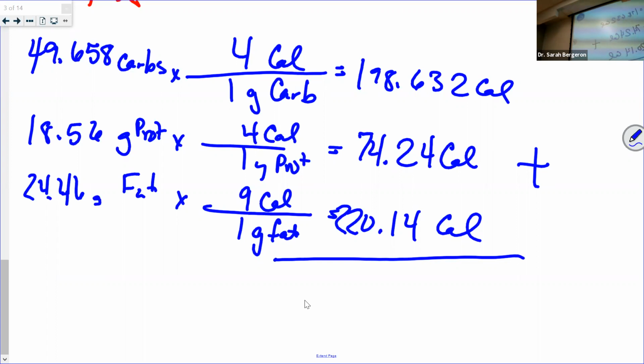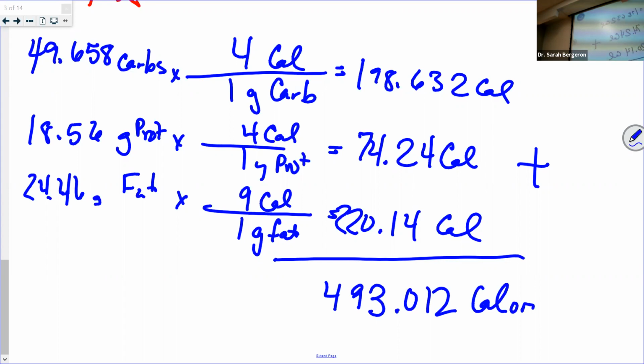Just do the simple addition of the 3. You get 493.012. This is calories. And remember, this is the big C calories, right? The nutritional calories. Because remember, we converted between little c and big C, right? The little c is energy, the big C is nutritional. Okay?